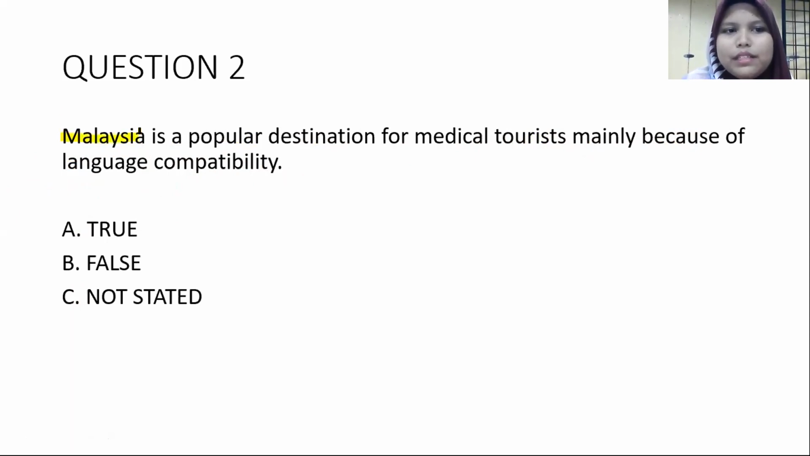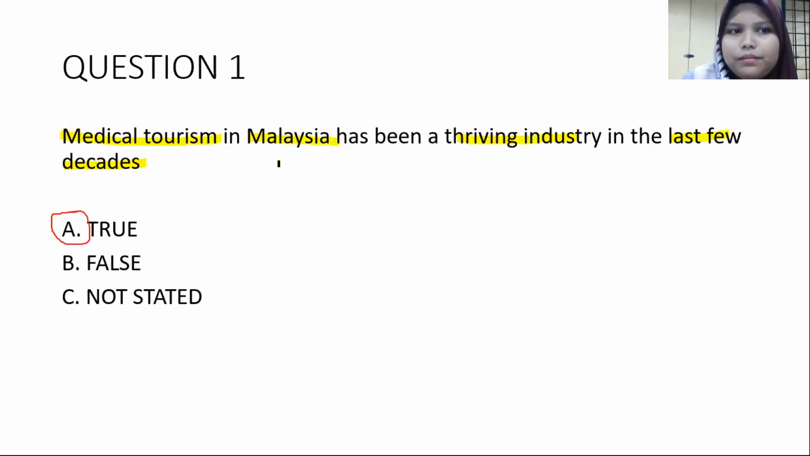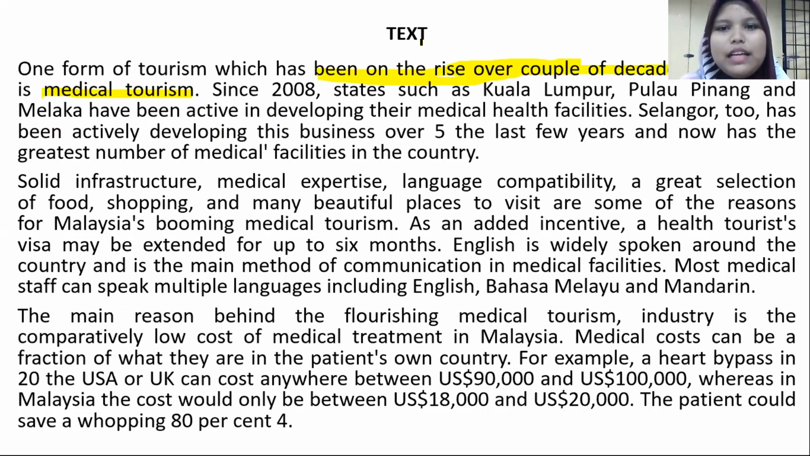What are the keywords? They are Malaysia, popular destination, medical tourists, and language compatibility. Let's check it once again. The keywords are Malaysia, popular destination, medical tourists, and language compatibility. Okay, let's refer to and scan really carefully in the text provided. Let's take a look at paragraph number 3, line 17 until line 18.